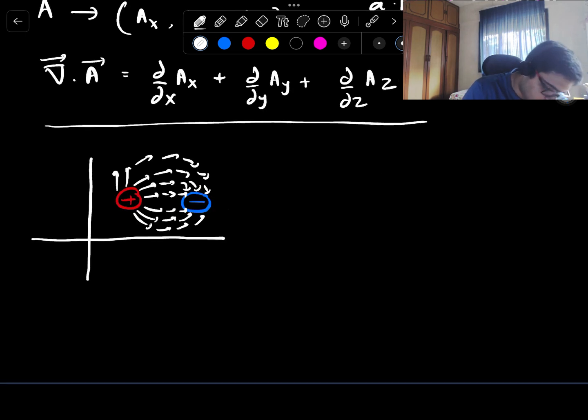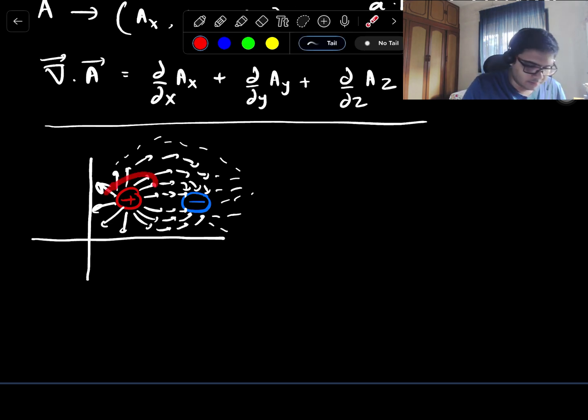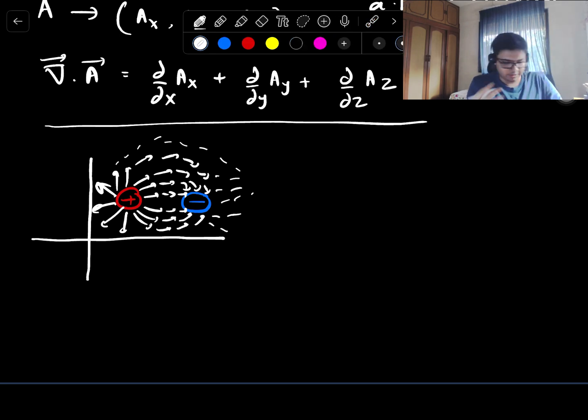I'm just making a rough diagram so that we can understand better, right? Now, we have a positive and a negative charge, right? So this is an electrostatic field. Now, we see that from the positive charge, the field lines are coming out. So this means that the positive charge is the source.